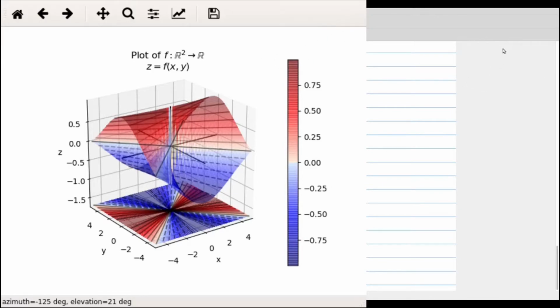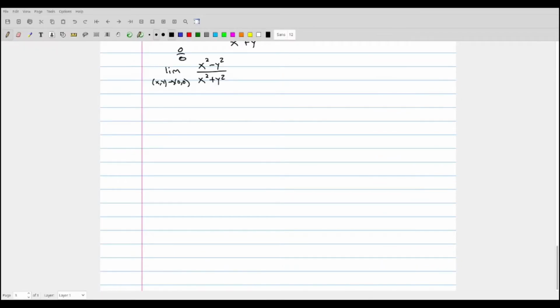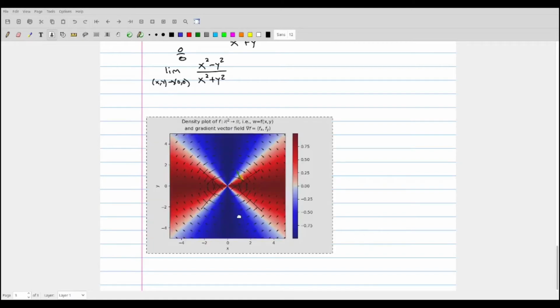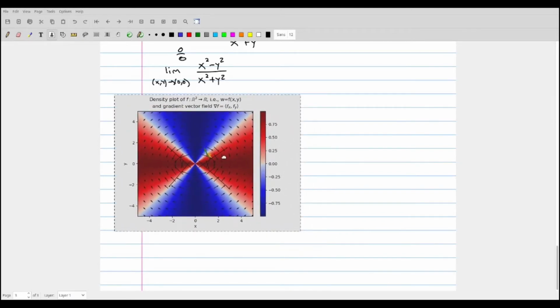So I'll open up both the density plot and the contour plot in the window, and we'll talk about that. I'll open up the density plot right here of this function, along with a contour plot of this function.